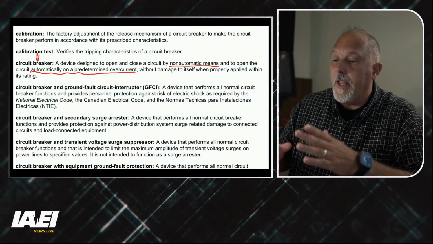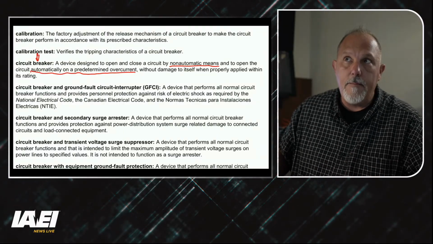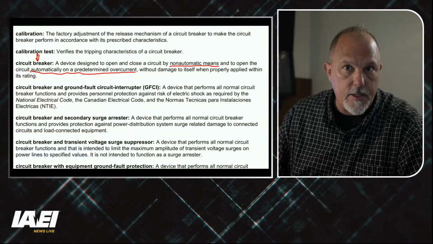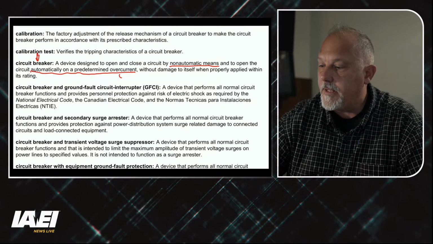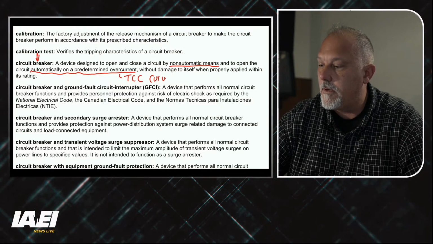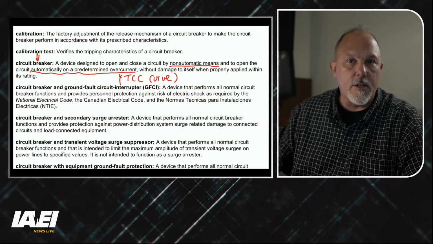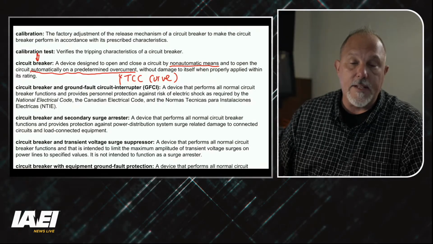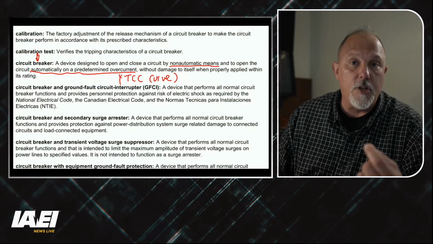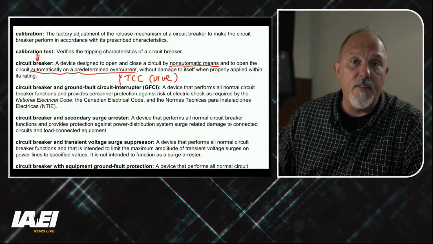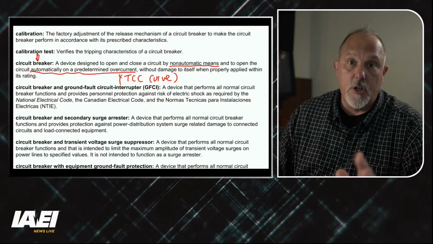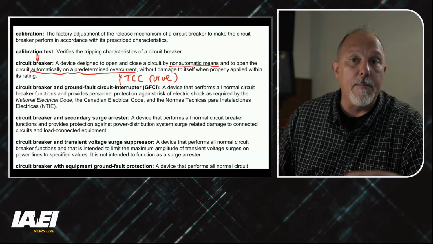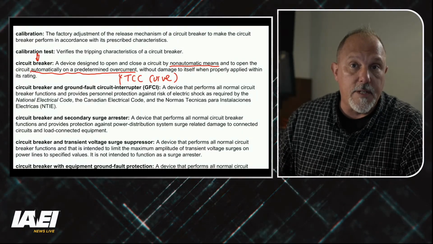But the automatic nature of opening on a predetermined overcurrent is dictated by the TCC curve. Okay, that's the time current characteristic curve. That's what determines, I call it the resume of a circuit breaker. That basically tells you how it's going to perform when current passes through it. It's either not going to trip if it's low enough, or it's going to trip, and the amount of time that it takes depends upon the amount of current that is passing through the overcurrent protective device.